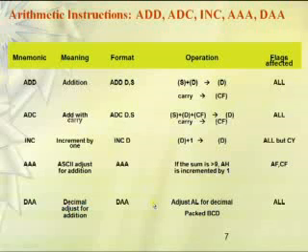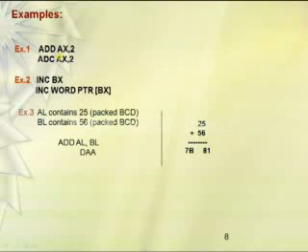If you are performing any operation between two BCD operands, and you got an invalid BCD result, then that should be added with a correction factor 6. That correction factor will be added by the DAA instruction. Now let us see some examples. ADD AX comma 2 performs addition between AX and 2, and the result is again stored into AX. ADC AX comma 2 performs addition between AX, 2 and the carry flag, and the result is again stored inside the AX register. INC BX increments the BX register by 1, and INC word ptr [BX] increments the memory location pointed to by BX.